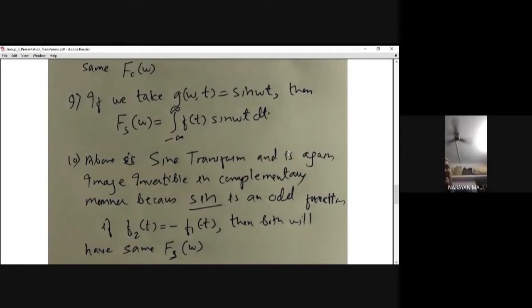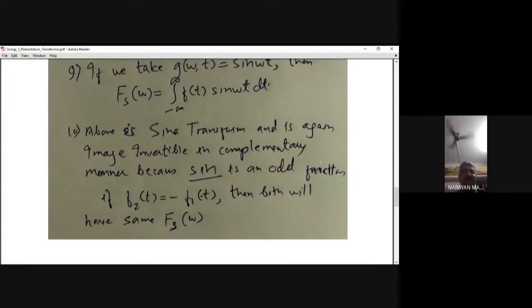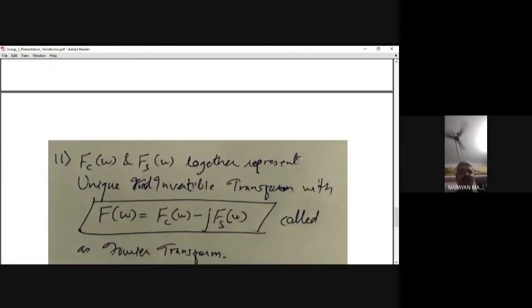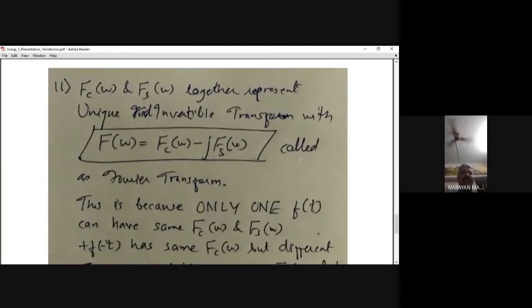That is, if f(t) has the transform Fs(omega), then minus f(minus t) will also have the same Fs(omega), because sine is an odd function. And therefore, if we take Fc(omega) and Fs(omega) together, then f(t) uniquely gets transformed to Fc(omega) and Fs(omega), and F(omega) is a way of writing the ordered pair as Fc(omega) minus j Fs(omega), or we can say it to be the integral of f(t) e raised to minus j omega t dt.